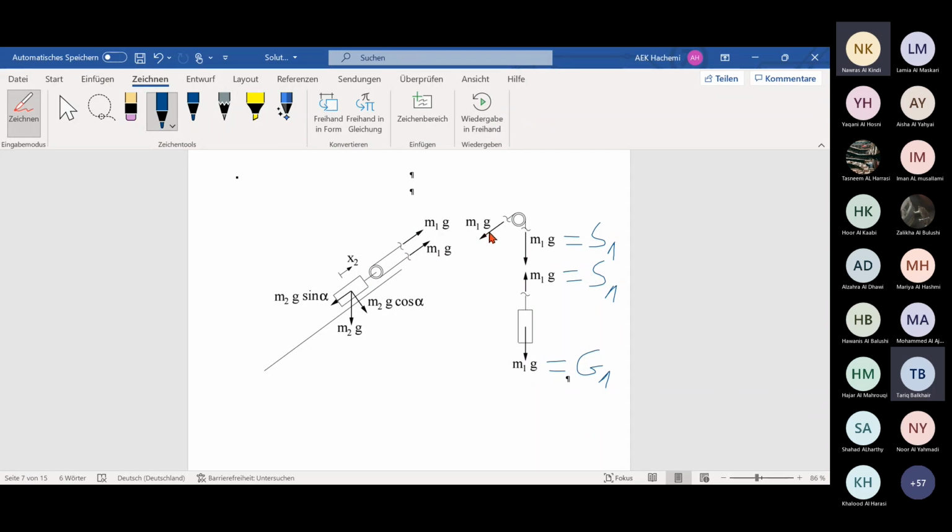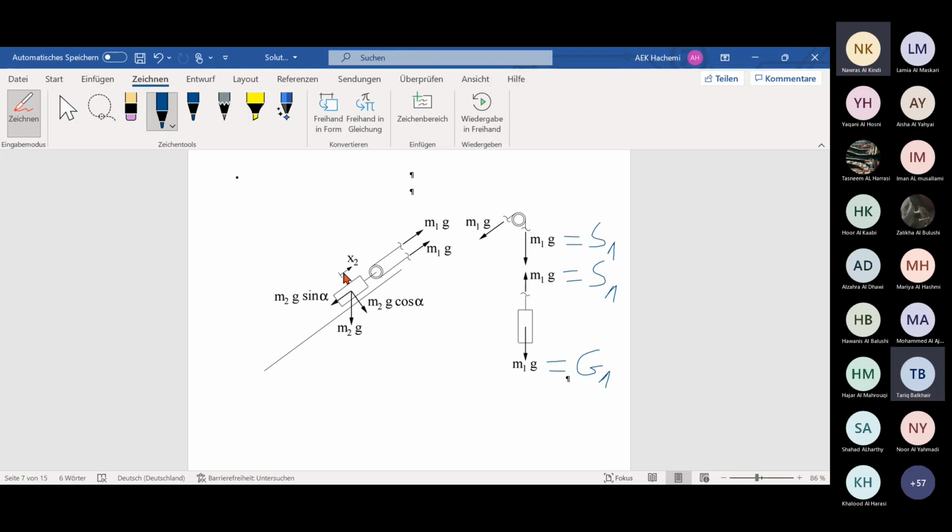Then in this case, we have also here M1G, the same. This force is in equilibrium with this force as we cut the cable here. There will also be M1 multiplied by G. The same, the cable force is transmitted also. Then we have here M1 also multiplied by G. Then what we have to do, we assume that the motion in this case is in this direction.